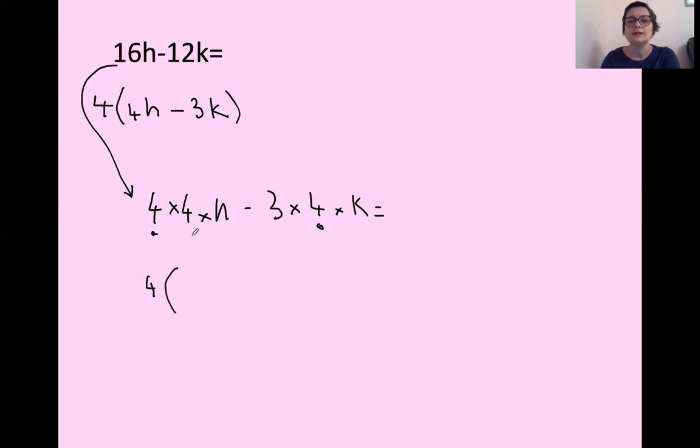And then open the bracket. What is left inside the bracket is the ones that you didn't underline. So it's going to be 4h minus 3k on the other side, and of course we end up having the same result.